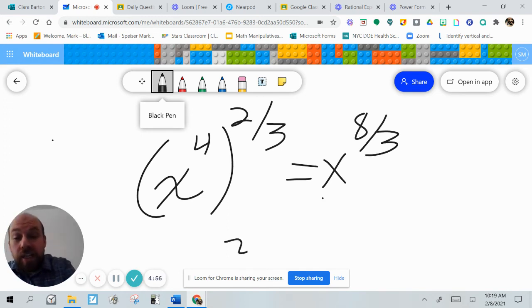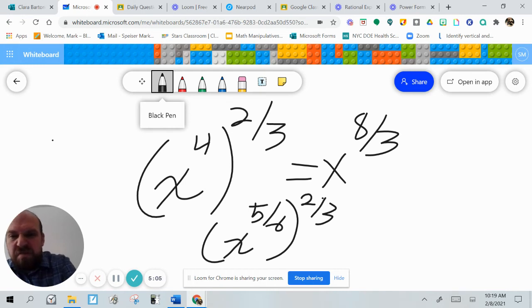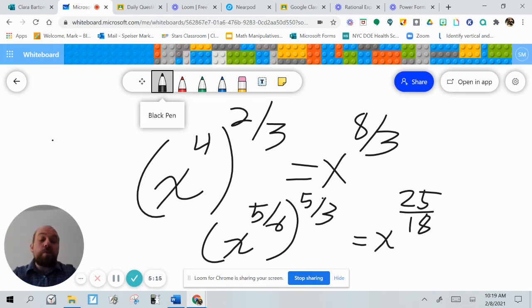Another one: x to the 5/6, raised to the 2/3 power. Actually, make it the 5/3 power. Multiply, so you get x to the 25 over 18. And when you multiply fractions, it's numerator times numerator, denominator times denominator.